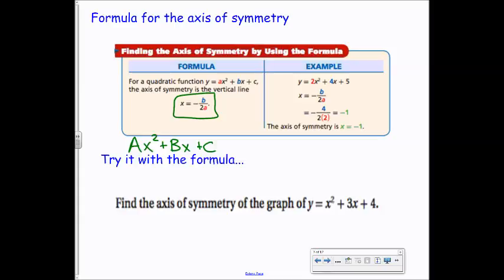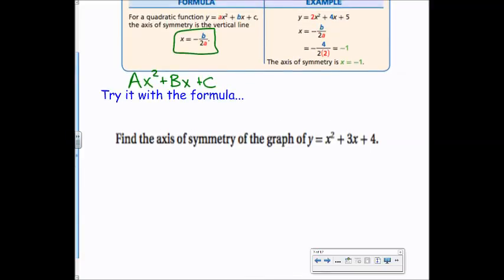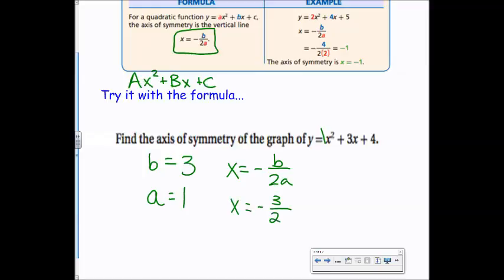All right? So if my equation is y equals x squared plus 3x plus 4, what's b? 3. Just 3, it's just the coefficient. And what's a? 1. Okay, again, it's the coefficient, not the variable. So there's an invisible 1 in front of here. So then we plug that into the formula, x equals negative b over 2a. So negative 3 over 2 times 1. So what's 2 times 1? 2. So it's negative 3 over 2, which you can leave like that or write as negative 1.5.